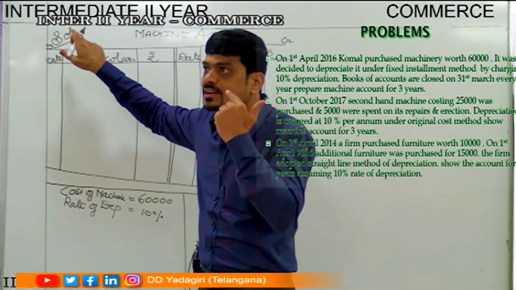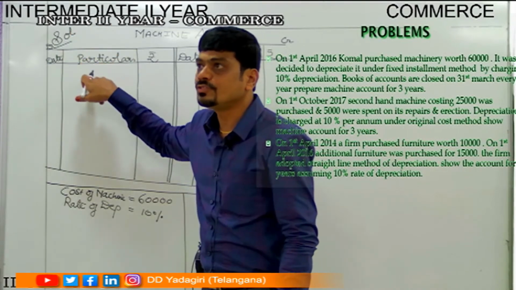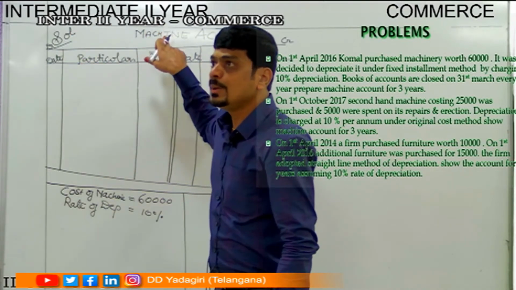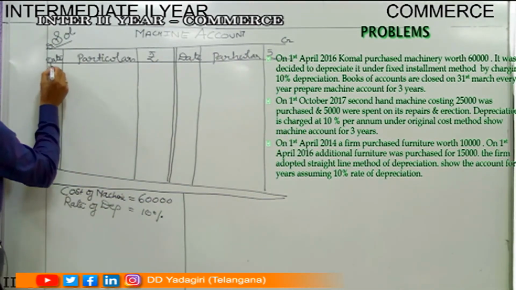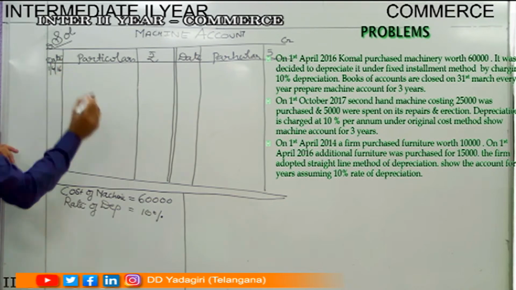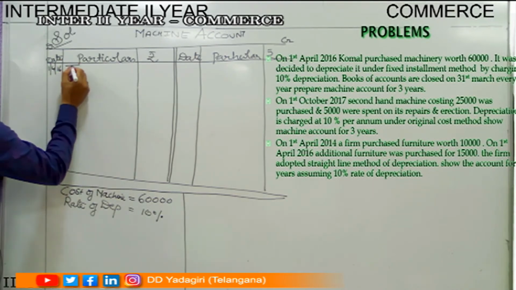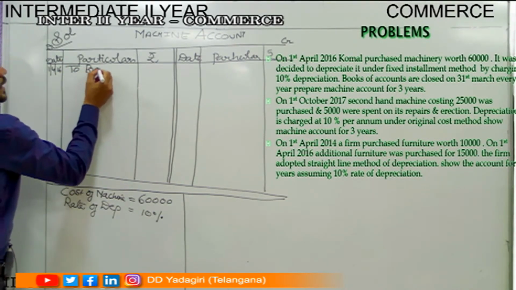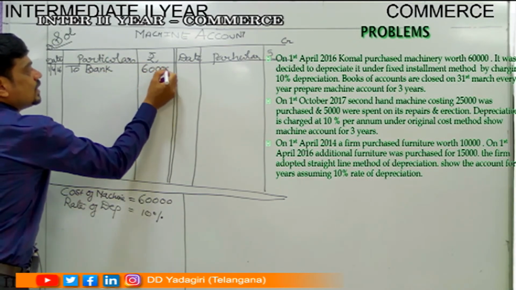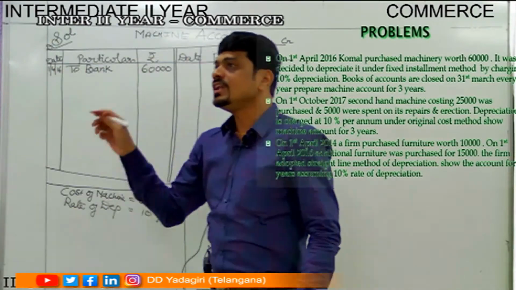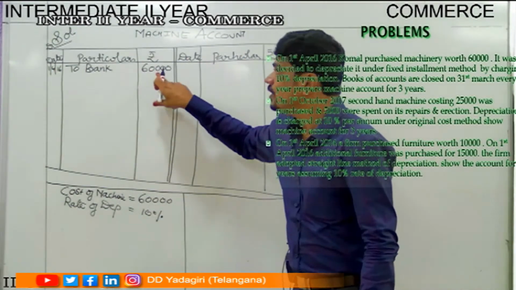Journal entry will be done in the mind and then we will do the posting. Which account is debited? Machine account. So machine account debit. Which date? 1st April 2016, to which account? Either you write bank or cash, the choice is yours. With how much? 60,000. Machine account debit to bank account 60,000.